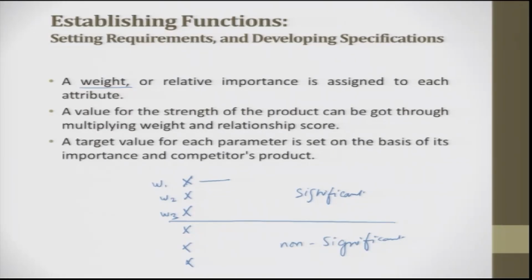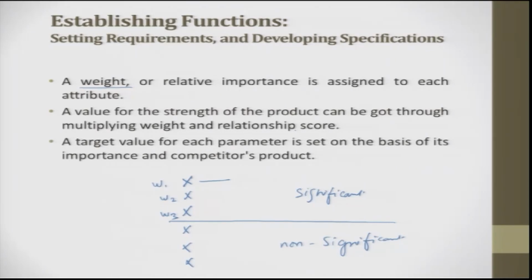For example, when you take a child's diaper, the softness is very important. So, is the softness important or the water absorption capability important? Both are important. First comes water, then comes the softness. If you have a soft diaper, but not a water absorbing diaper, then it leads to the failure of the product. So, here a weight or a relative importance is assigned to each attribute. The value of the strength of the product can be got through multiplying weightages and their relationship score.